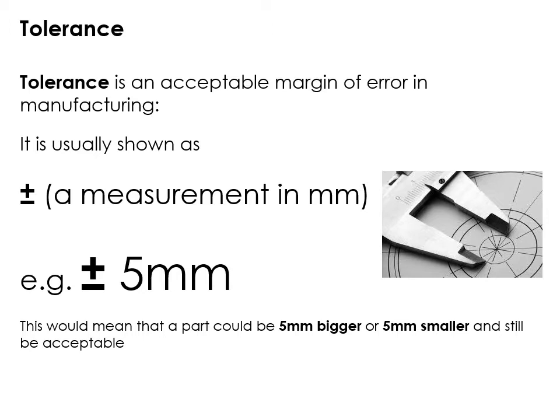So tolerances are very important, especially for the types of products that might fit together. For example, with a bottle cap for a bottle, the tolerance would be quite small because it needs to be able to screw accurately onto the top of the bottle. And if it's a couple of millimeters out, it's not going to fit together. So a tolerance is an acceptable margin of error in manufacturing.